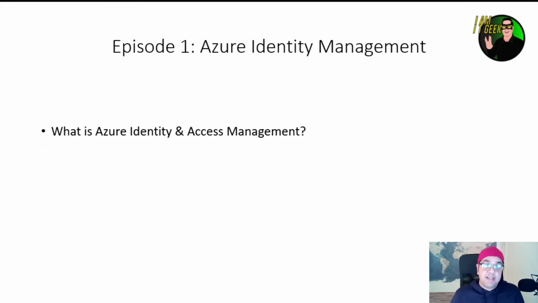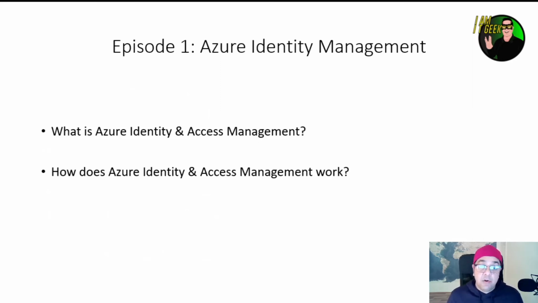The first thing I'm going to discuss is what is Azure Identity and Access Management. I'll try and give you some insight into what it is and some of the components and features around it. Next, I'll cover how it works. I'll go through a diagram and show you the different components and the process flow as part of that diagram. That'll give you a bit of an insight into how it works.